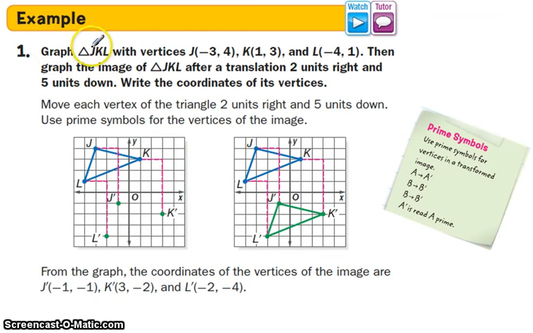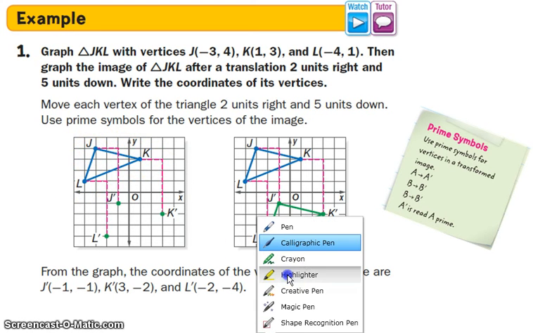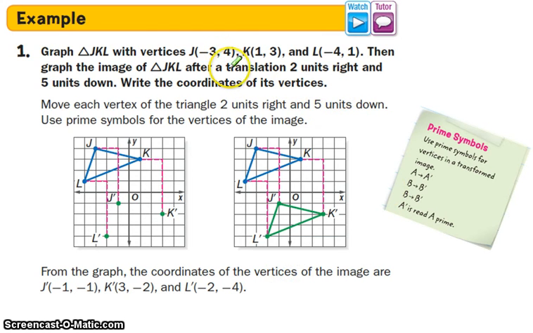It says graph triangle JKL with the vertices J being -3 and 4, K is 1 and 3, and L is -4 and 1. So the first thing you have to do, you're going to have to plot your figure. You're going to have to plot your points and draw your figure. So here's your original figure, this blue triangle, okay? Then it wants us to translate 2 units to the right and 5 units down. Okay, so look at what we've got. We're going to take this original figure and we're going to go 2 to the right, 5 down.